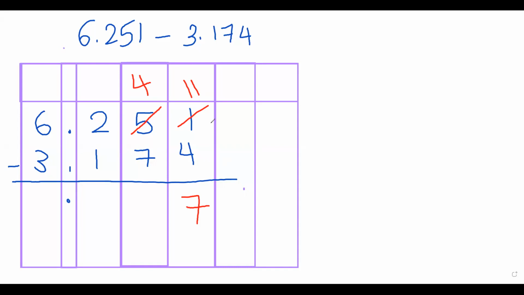Then 4 minus 7, can I? No. So I will take 1 from here, and this 4 becomes 14. Now 14 minus 7, 7, bravo. And 1 minus 1, 0. Right, the decimal point down, and 6 minus 3, 3. Bravo. So this is how we can subtract a decimal from a decimal.